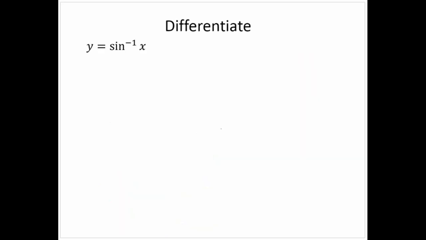All right, so now let's start looking at the calculus. We want to differentiate y equals sine inverse of x. Remember that what this implies is that x is on the domain -1 to 1, and y, the range, is going to be on -pi/2 to pi/2. If we keep that in mind, we want to find dy dx.